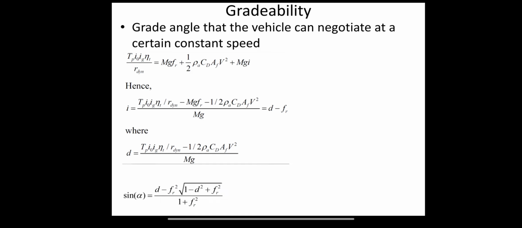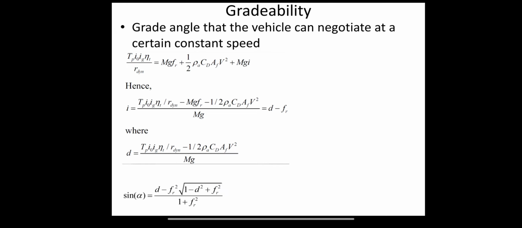So next is the gradability. Gradability is defined as the grade angle that the vehicle can negotiate at a certain constant speed. For heavy commercial vehicles, the gradability is usually defined as the maximum grade angle that the vehicle can overcome in the whole speed range.